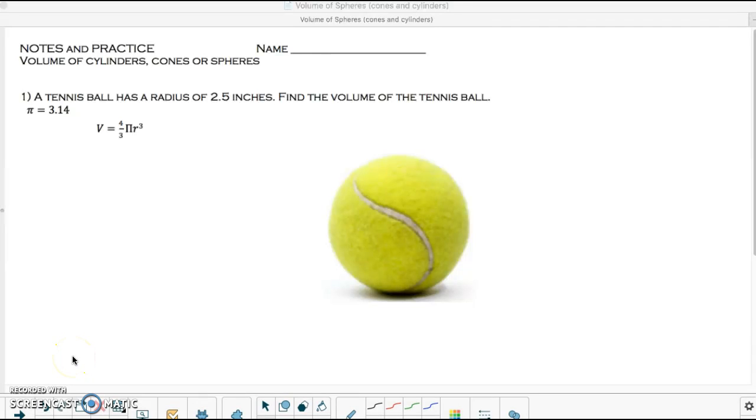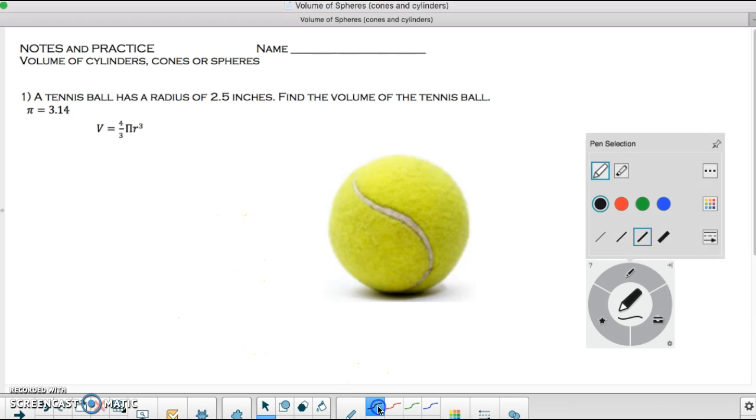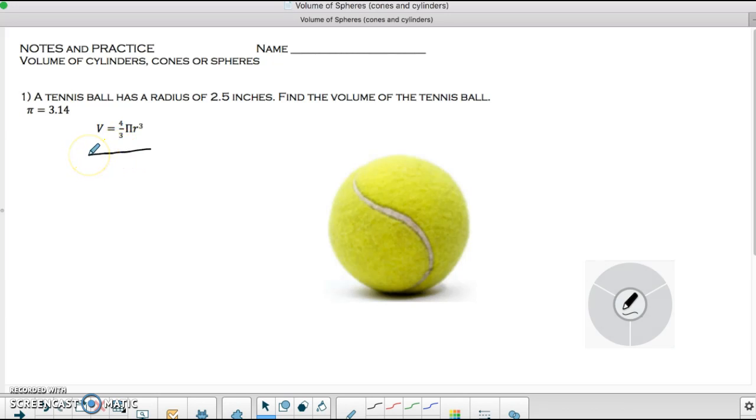All right, so we're going to do finding the radius of the sphere. Let me make sure I have this. So we have a tennis ball with a radius 2.5 inches. We're going to use this formula. So volume will equal 4/3 pi radius cubed.